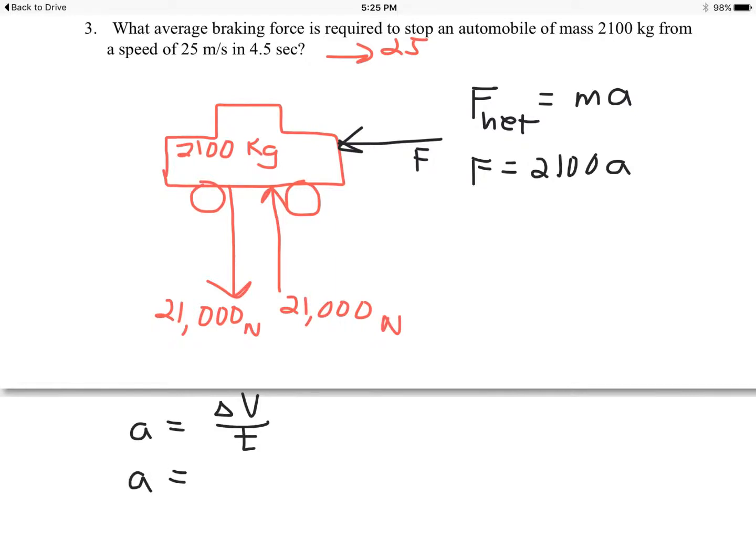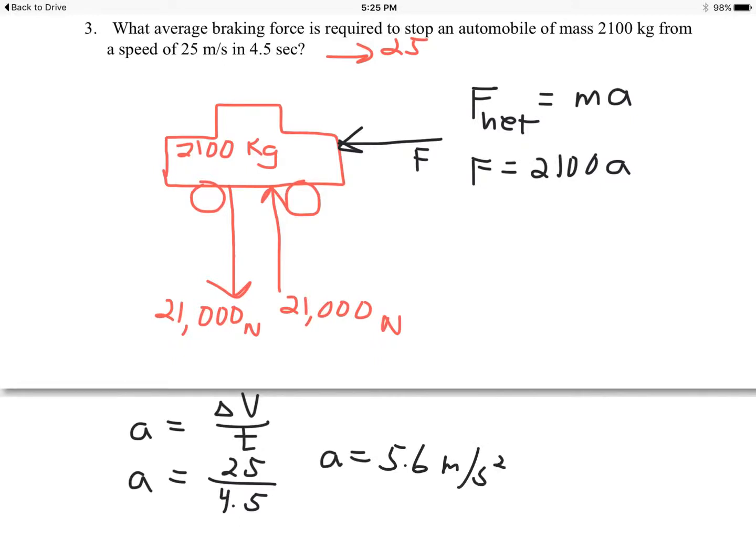A is going to be delta V over t. The delta V here in this case is going to be 25, technically negative 25. The car is going to start at 25 meters per second and then come to a stop. So the change in velocity is going to be 25. You don't need to worry about the negative. I'll talk about that. In a time of 4.5 seconds. So the acceleration, and those are all standard units, that's meters per second divided by seconds. So we're going to get an acceleration here of 5.6 meters per second squared.